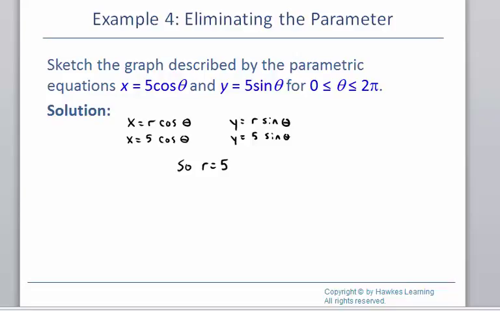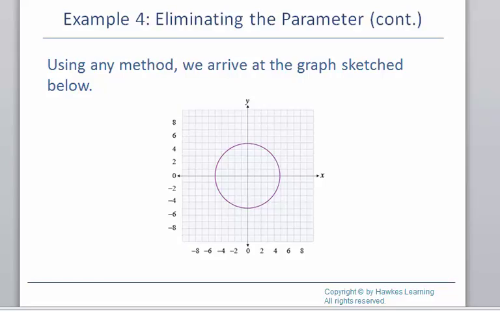And so remember that from our discussion of polar equations, we know that a graph that has an equation r is equal to 5 graphs a circle of radius 5. And so that is one way to approach this and see that our graph is going to look like this: a circle centered at the origin and with radius 5.